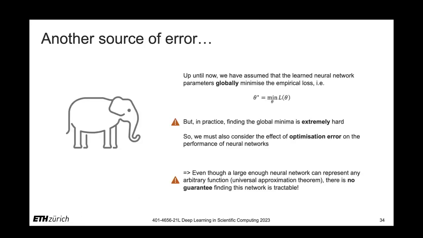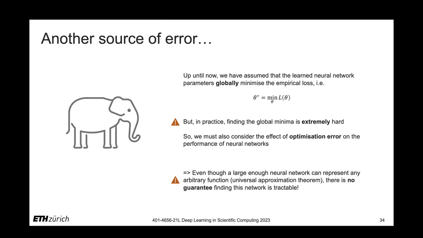Okay, so there's an elephant in the room that I haven't talked about for the whole of the first lecture and this lecture. This is another big source of error in training neural networks, and this is optimization error. Up to now, we've been assuming that we have this empirical loss, and that our neural network minimizes that empirical loss function, the mean squared error over our training data.